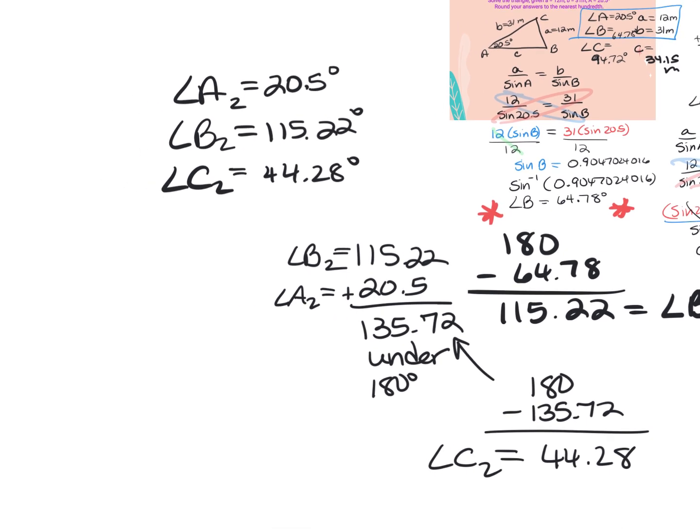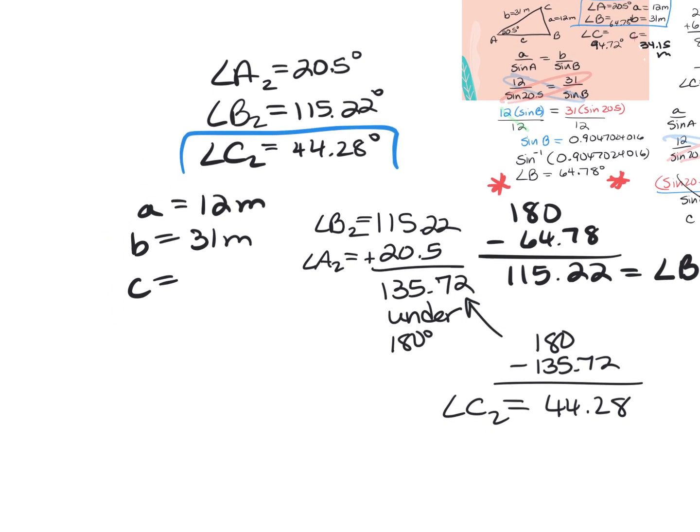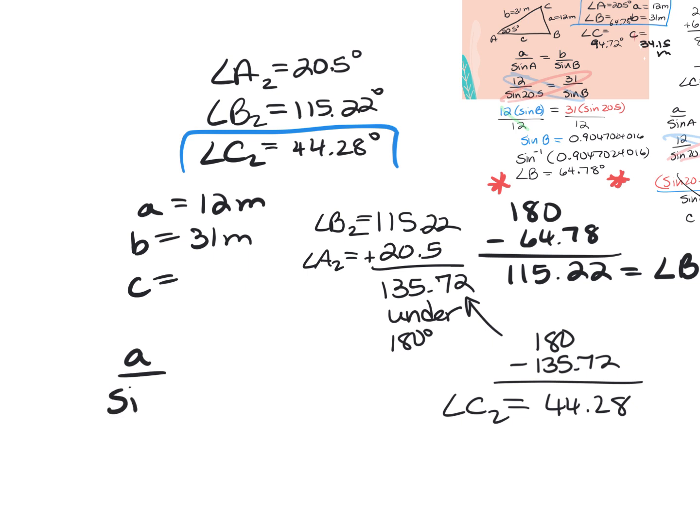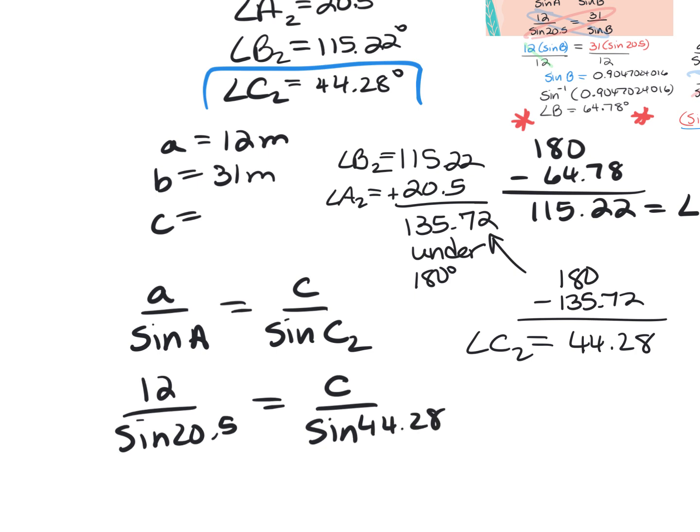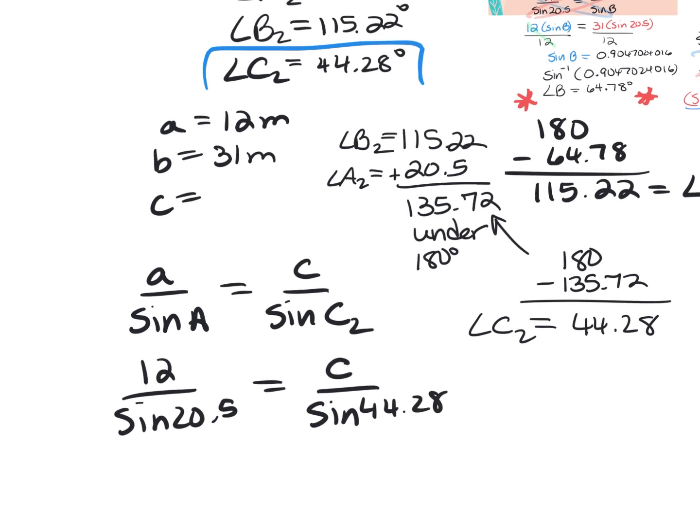Now, I also need to find new sides. The original given sides are still the same. So A was given, B was given, but I need to find the new C that goes with this angle. So I'm going to do a proportion. So I'm going to do A over the sine of A, because this was given to me from the beginning, and then C over the sine of the new C angle. So this will be 12 over sine of 20.5 is equal to C over the sine of 44.28. And now I'm going to cross multiply.